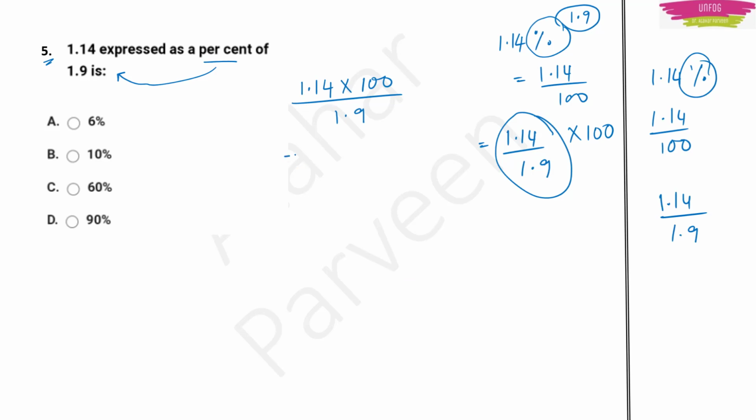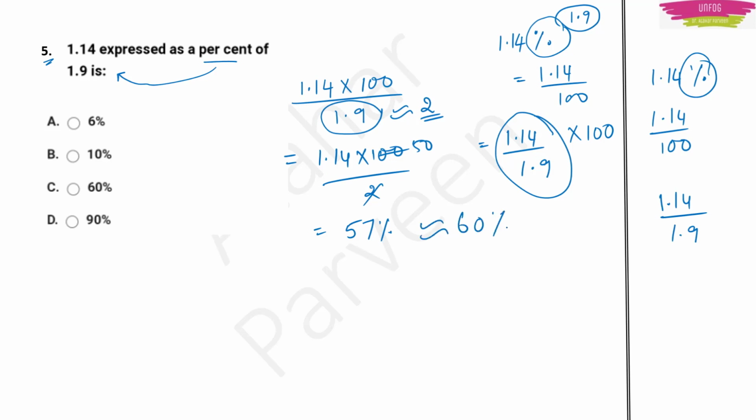Okay. Now to save time, I'll give you a simple trick. There are so many decimals, right? We don't want to get into trouble. So we will write 1.9 as 2. It is approximately equal to 2, right? So 1.14 into 100 by 2. If I write 2 ones are 2, 50s are 50. I'll get an answer around some 57%, which is near here. It is 60%. So option C will be the right answer.